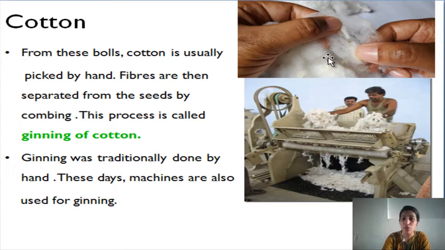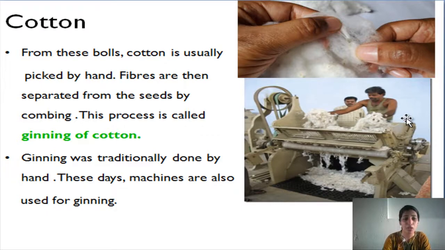Now machines have also come. Fibers are then separated from the seeds by combing. This process is called ginning of cotton. Ginning was traditionally done by hand as shown in the first figure, but these days machines are also used for ginning as shown in the second figure. We have understood about cotton.